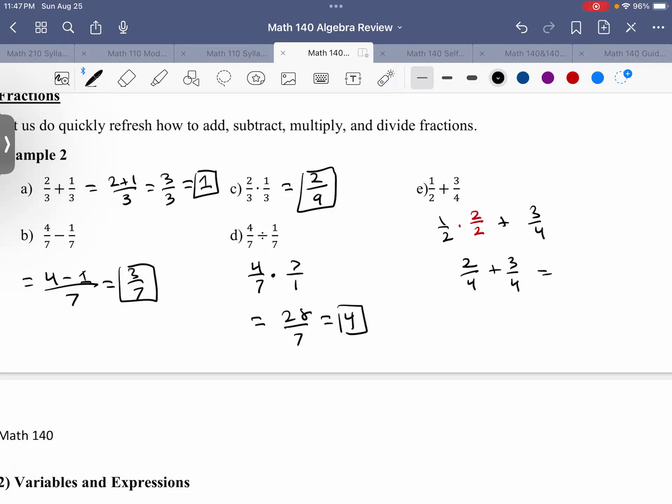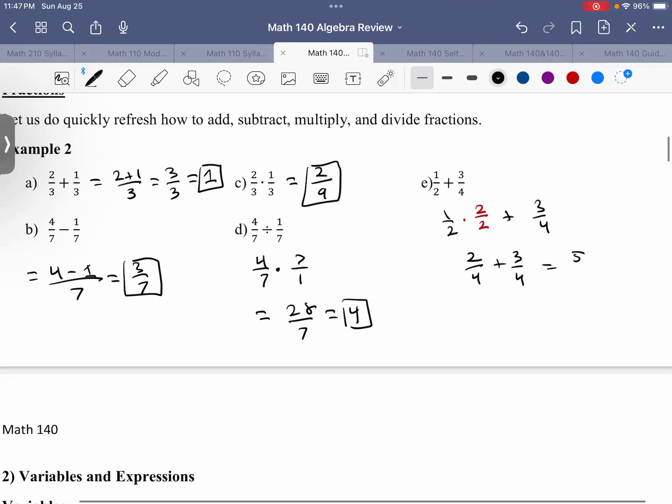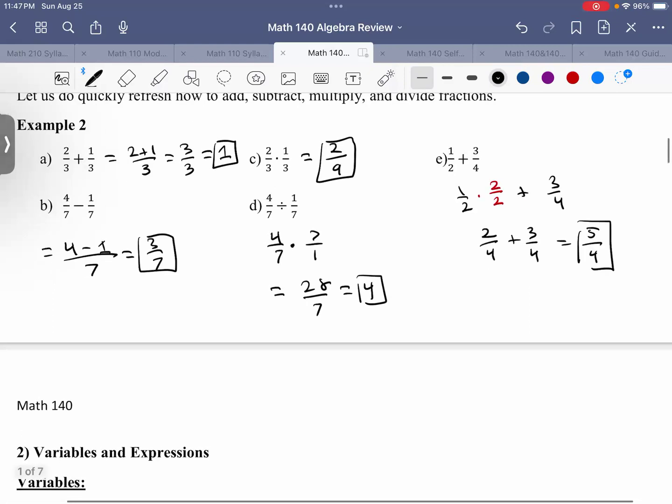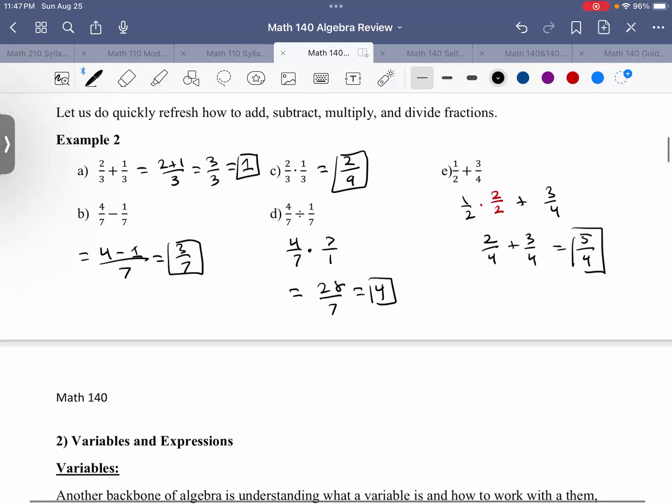And then we're just going to worry about the top now because we have the same denominator. So this will be 5/4. And there you go. Likewise, you would do the same if you were subtracting: just try to get the same denominator. Okay, so just a little refreshment on fractions, how to deal with them.